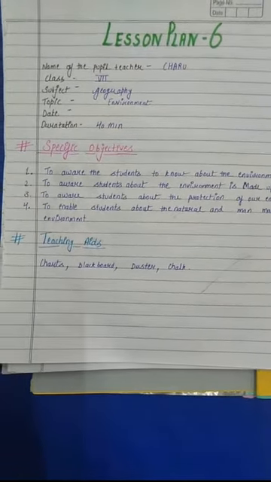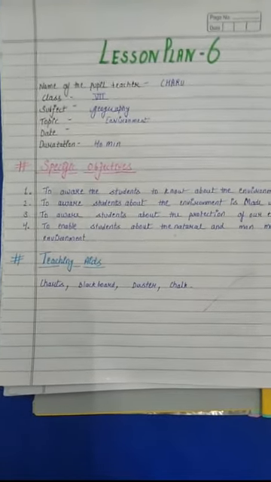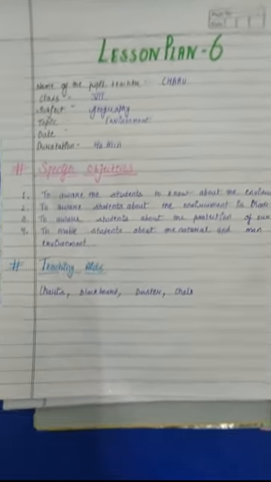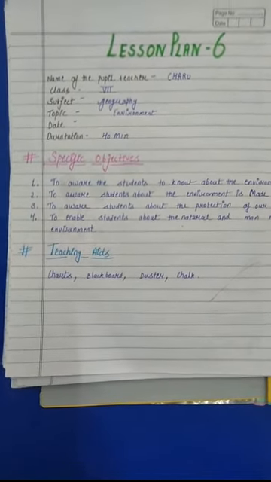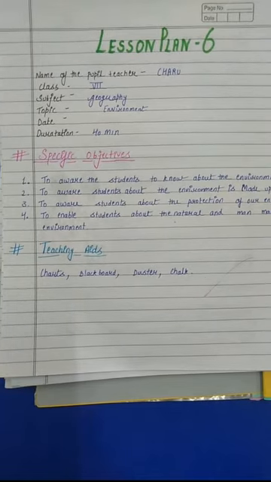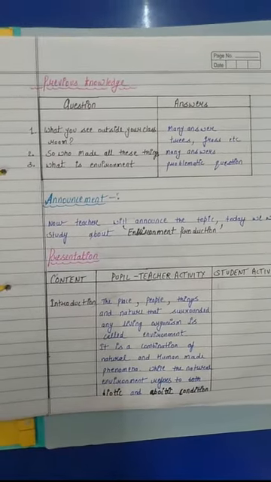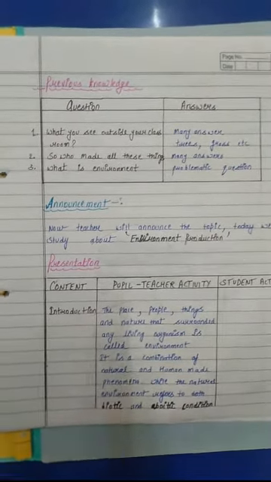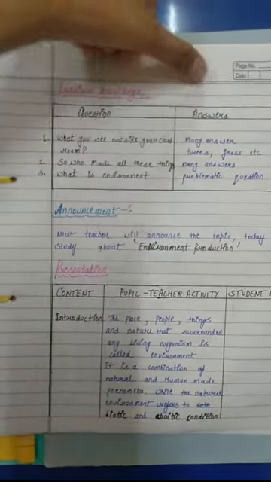After that, we need to write teaching aids. Whatever teaching aids you are using, please mention them. You can also mention charts, models, etc. After that, we need to write previous knowledge. For previous knowledge, we need to make two columns, question and answer.